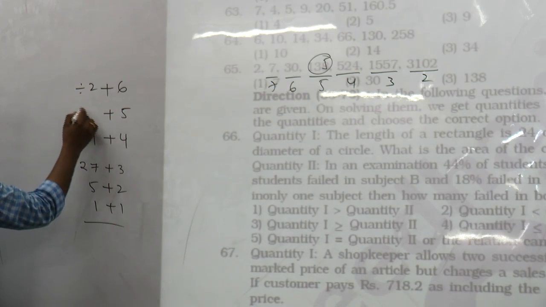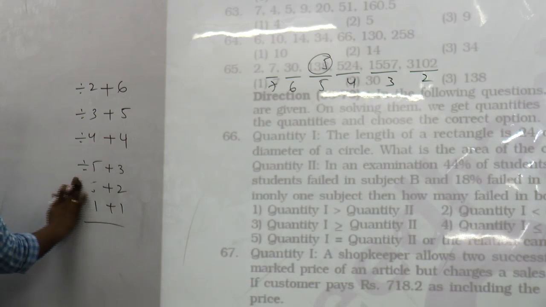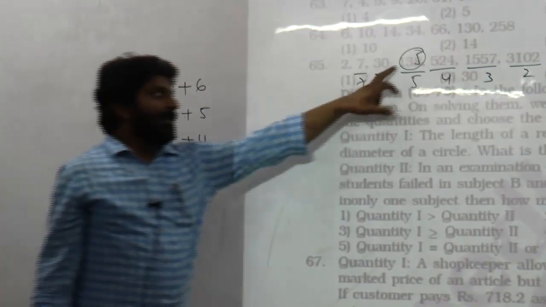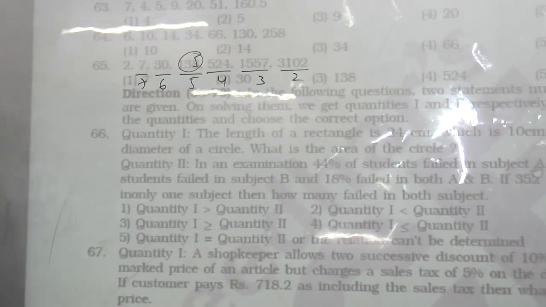Divided by 2, divided by 3, divided by 4, divided by 5, divided by 6, divided by 7. This is your logic. So this number must be divisible by 5, but instead of that we have 138. So by looking at the number itself we can decide.